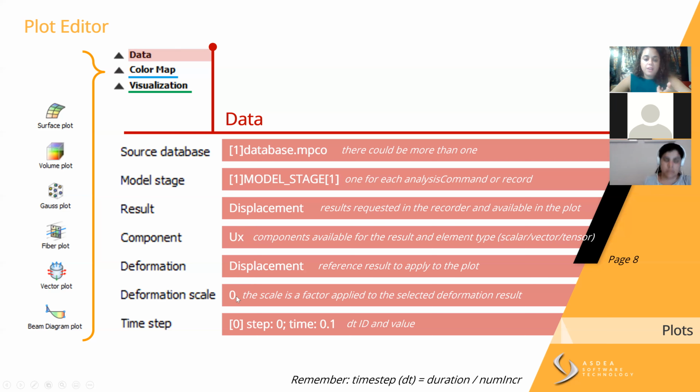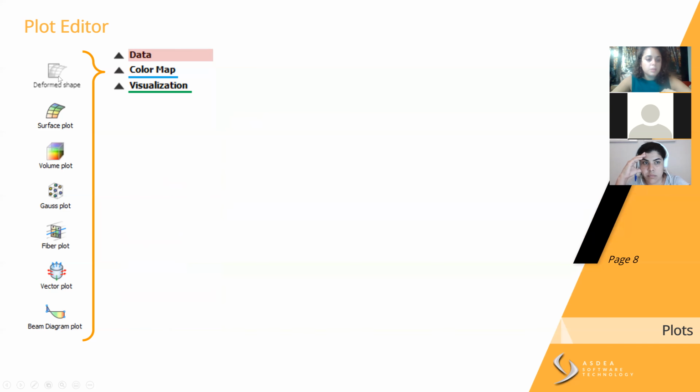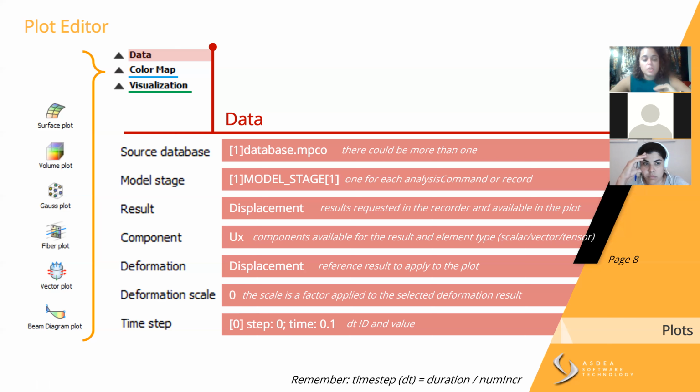Of course, the scale is a factor that you apply to the deformation, and this is true for every FEM model, so that you can actually visualize very small displacements or very small results by amplifying them in order to see them better. And then you can define the time step at which you're visualizing your result. These things are true for all of these plots, apart from the deform shape plot, which is just a plot to show the deformation. So you cannot choose the result to show on it. It's just deformation, then deformation scale.